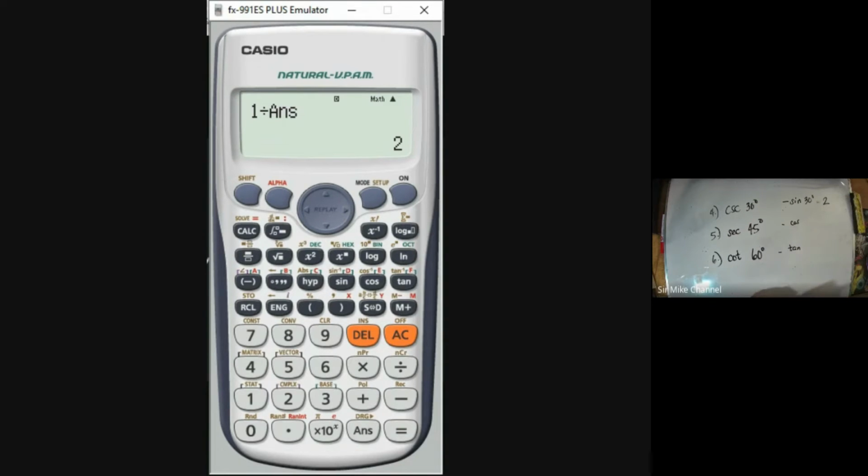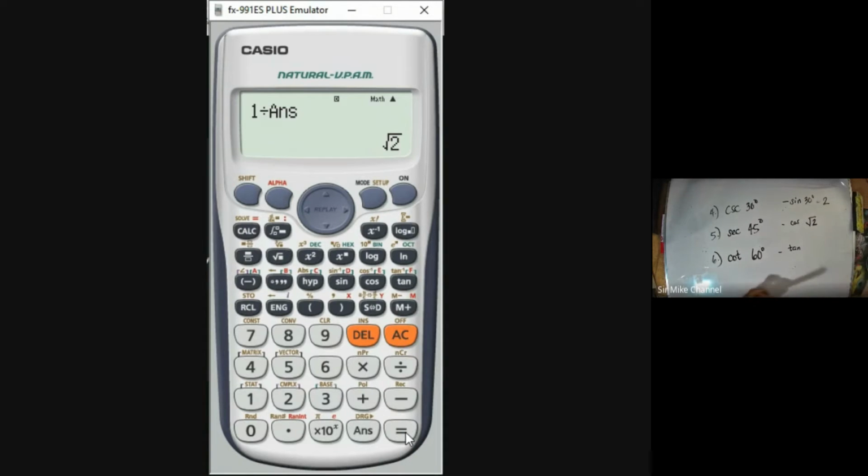O how about secant 45? So, kunin mo yung cosine 45. Ayan. Tapos 1. Wag niyo buburahin yung sagot natin kasi naka-save na yan. So 1 divided by yung answer natin kanina. So square root of 2. So ang secant 45, ang sagot natin ay square root of 2.